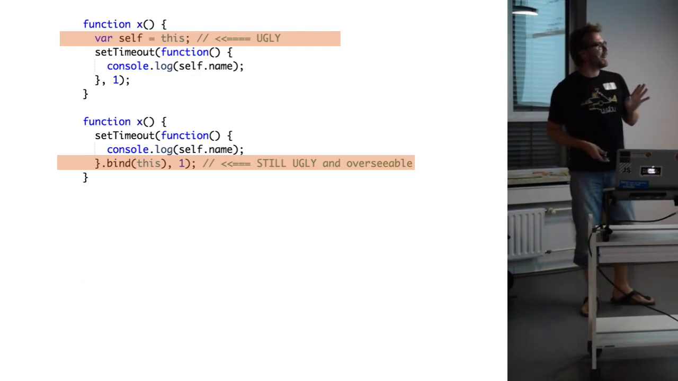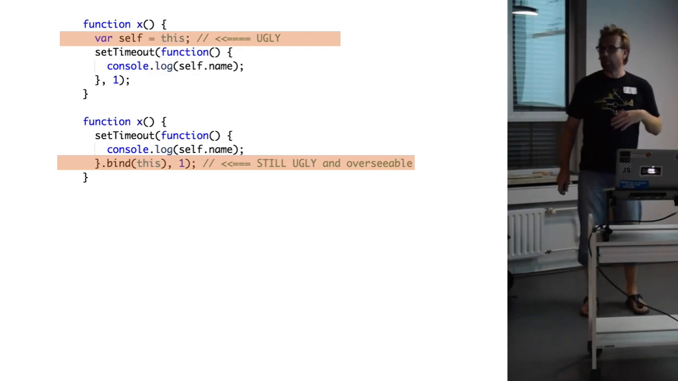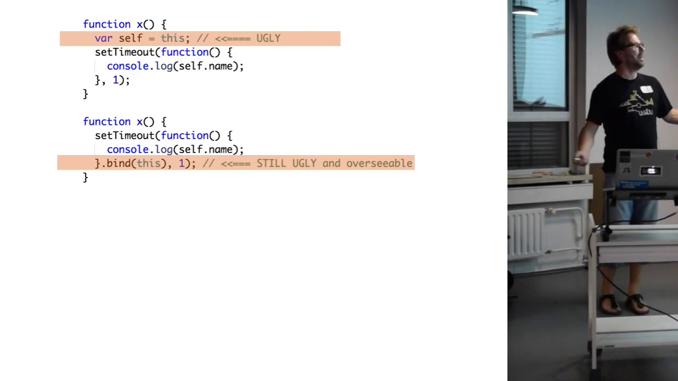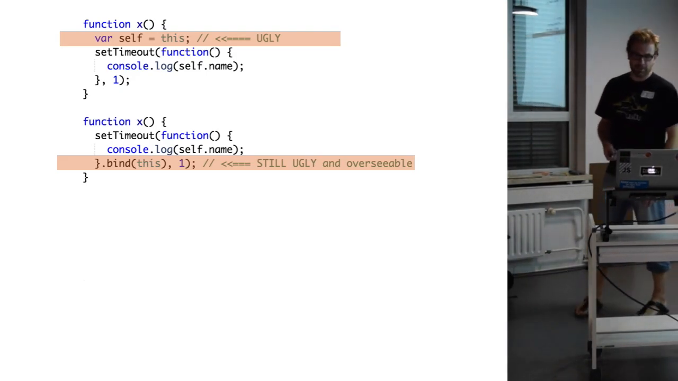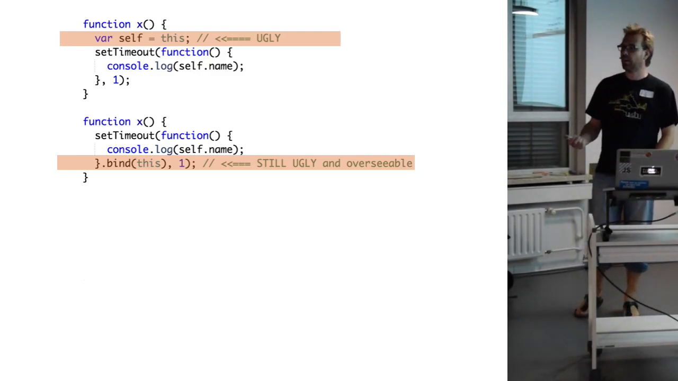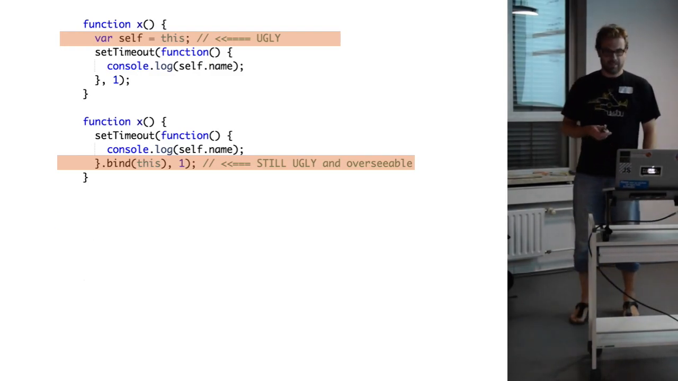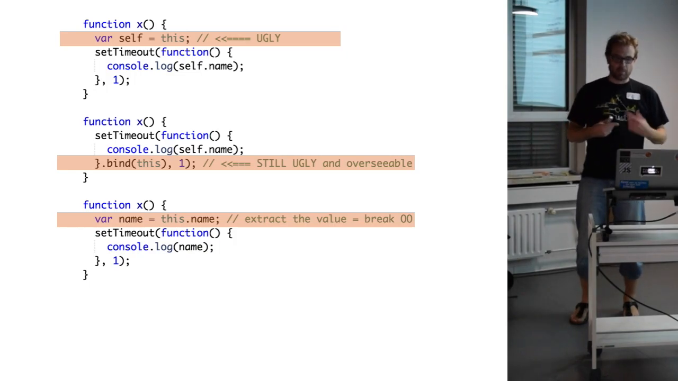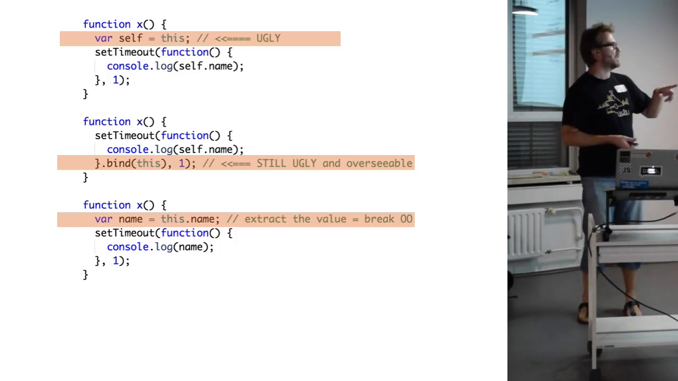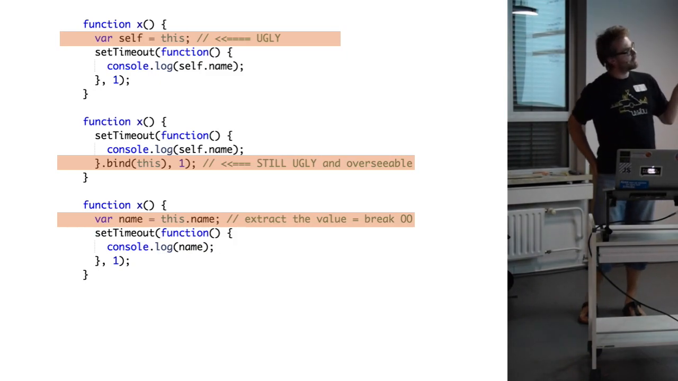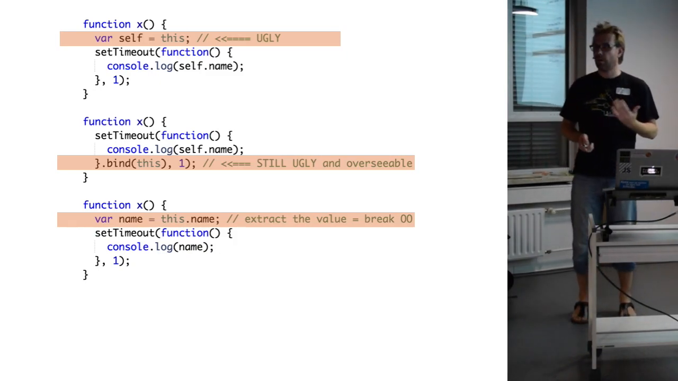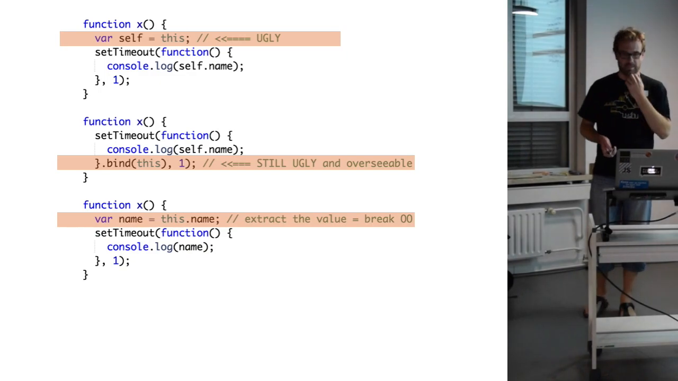Then with ES5, I think we got a little bit better. We bound the thing to it. But hey, imagine there's lots of code in there. How ugly will this be? And you will not find the bind, actually. Then we got a little bit better and assigned the name outside and used it in there. And we're like, yeah, cool, the scope bubbles, right? But it breaks object orientation, basically.